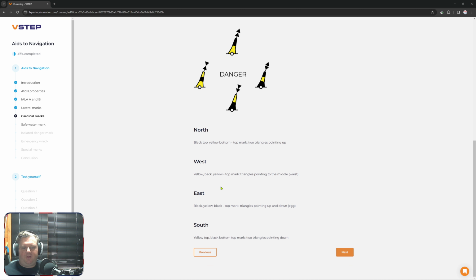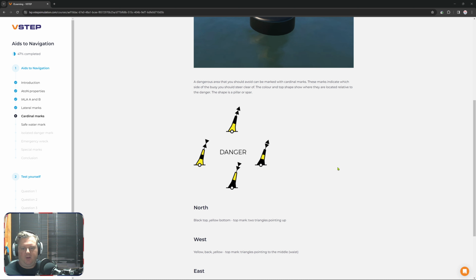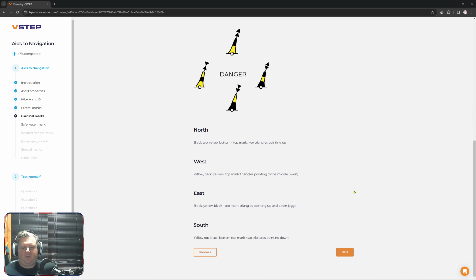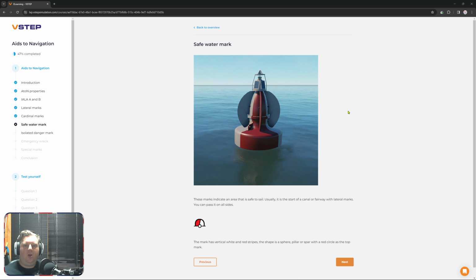So east is black, yellow, black, top marking triangles pointing up and down, an egg shape. That's this one. So this is danger to the east. So you must come down the west side of that. Okay. Groovy.